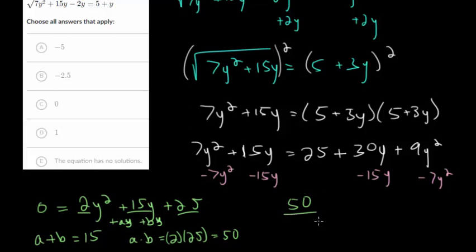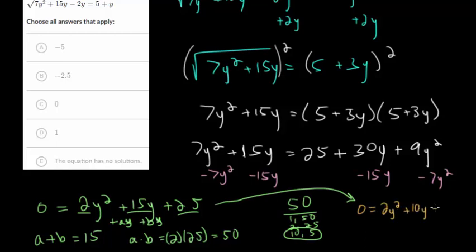We can do 1 and 50. We can do 2 and 25. We can do 10 and 5. And 10 and 5 is going to work because 10 plus 5 does equal 15. So that satisfies our condition where they multiply to 50 and add to 15. So now let's rewrite this equation. We're going to have 0 is 2y squared, but now we have plus 10y plus 5y plus 25. And it doesn't matter which one you write first.